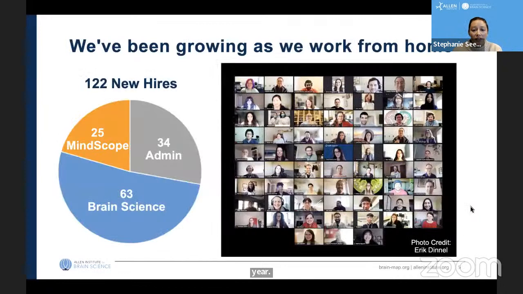The next generation leaders aren't the only new faces that have been joining the Allen Institute family. Since we began working from home in March of 2020, the neuroscience divisions and the administration that supports us have added 122 new employees. We were successful in getting about half of them to show up for a group Zoom picture so that we can all see who they are while we sit at our home desk. Welcome to all of you, and hopefully soon we can all meet in person.